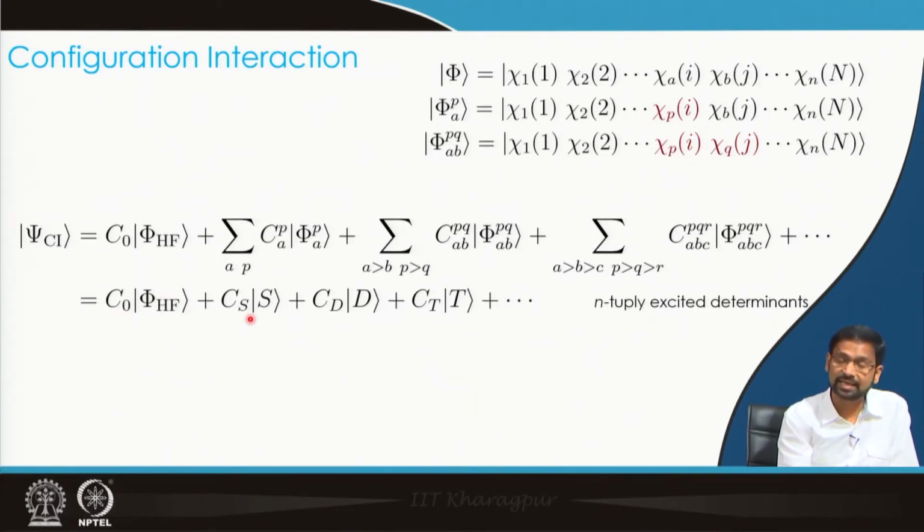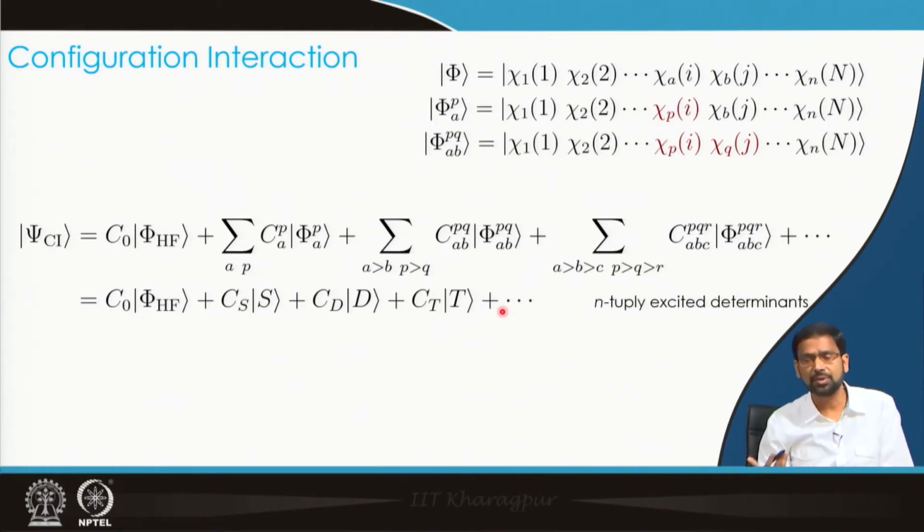This is all singly excited terms, these are all doubly excited terms, these are all triply excited terms. So, the total wave function is now being expressed as a linear combination of many such n electron wave functions. Some are singly excited, some are doubly excited, some are triply excited. So, all these wave functions.